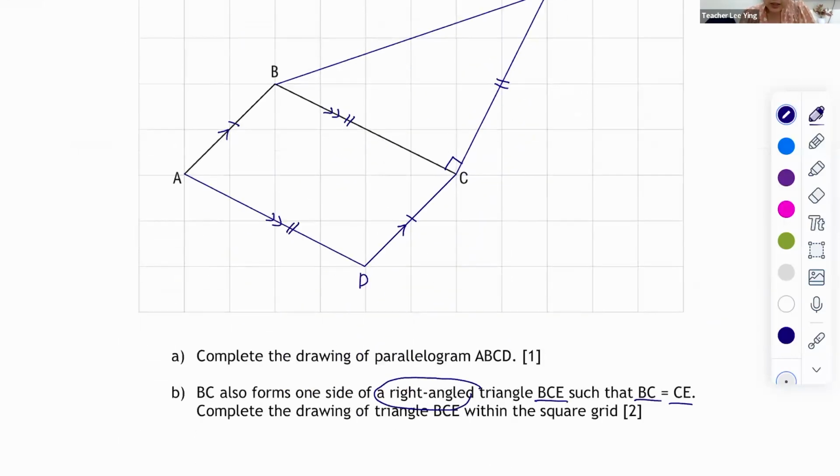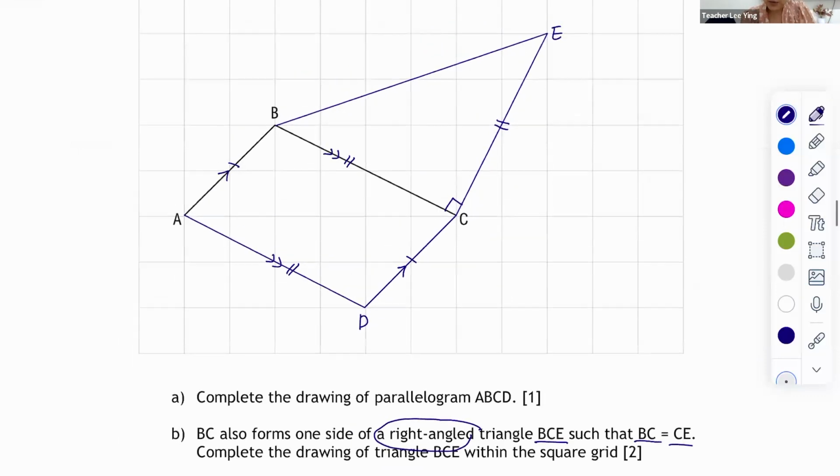Could there be other answers? The reason why it says within the square grid, you could maybe have drawn another triangle like that, but it's not going to be 90 degrees. And we want BC to be CE. That's why this would be the best answer. So you could have also done this where BC is equal to CE, but that's not going to give you a right-angled triangle.